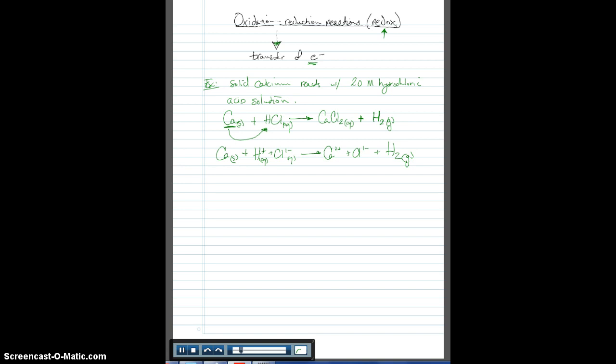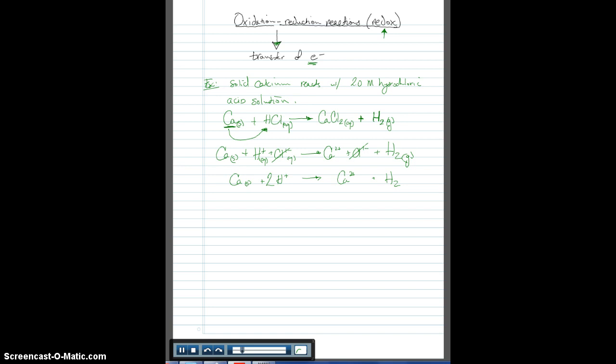And so we can now go through and eliminate our spectator ions, which in this case are going to be our chloride. And so we have calcium plus hydrogen ion yields calcium ion plus hydrogen gas. So let me rewrite that, so it just is a little bit cleaner, and we can work with it a little bit easier. We're going to balance this here, and so we have 2 hydrogens there. So now we're all nice and balanced.